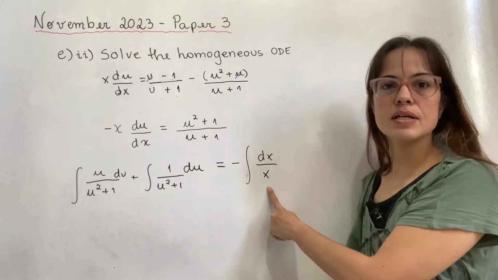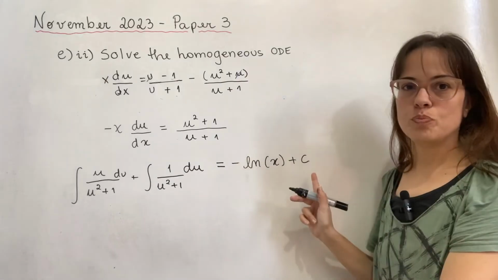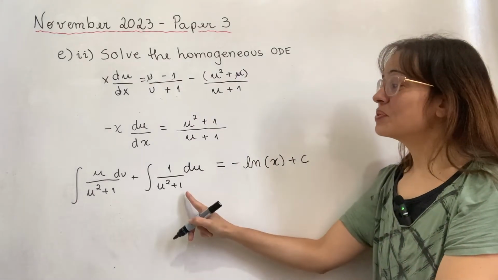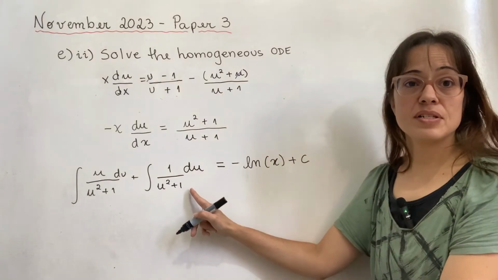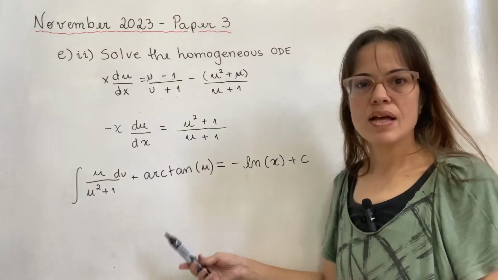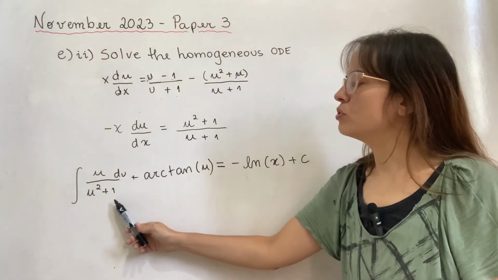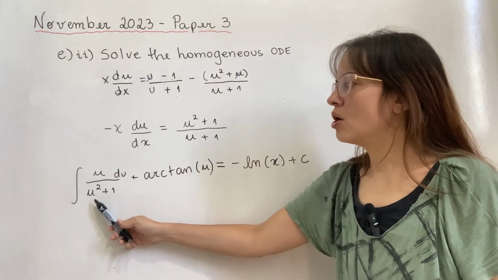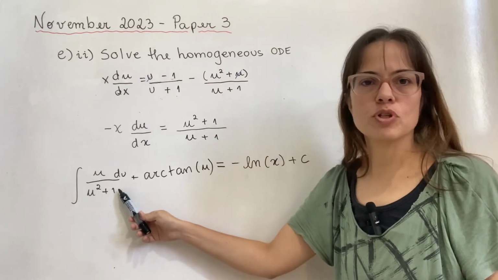So this is easy, it's just ln x. I'm going to put the plus c here. This one is easy as well because this is just arctangent. And that one is not so difficult. You just do a substitution of v equals u squared plus 1.